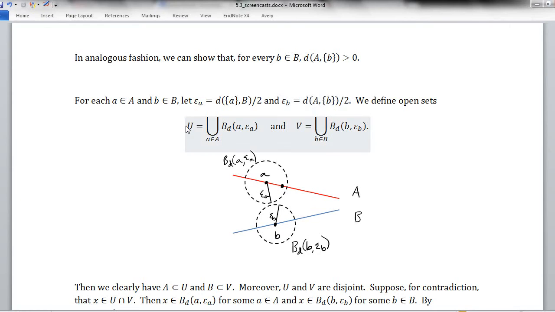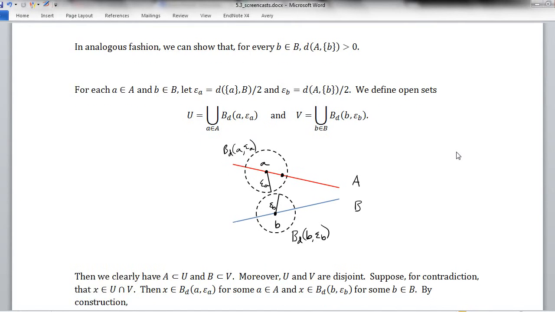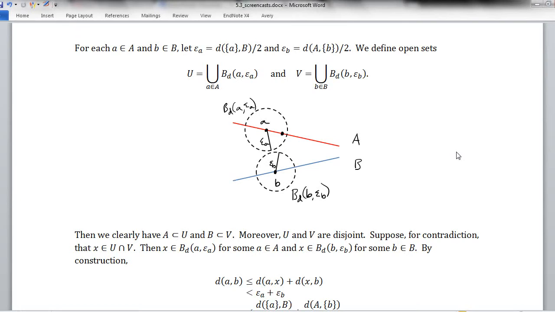Then I'm going to define my open sets U and V by taking, for U, the union of all of these little balls about the points in A, and for V, the union of all these little balls about the points in B. We just need to check that these U and V contain A and B and are disjoint. They're certainly open because they're just the union of open balls, so union of basis elements.